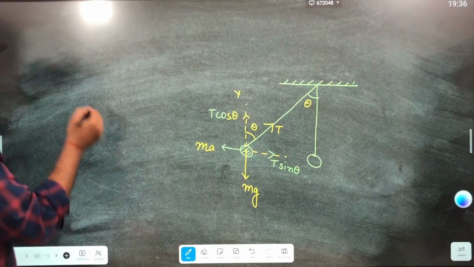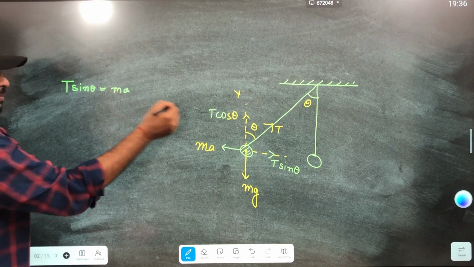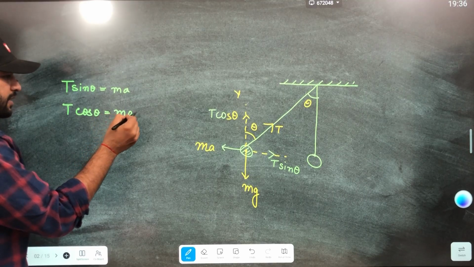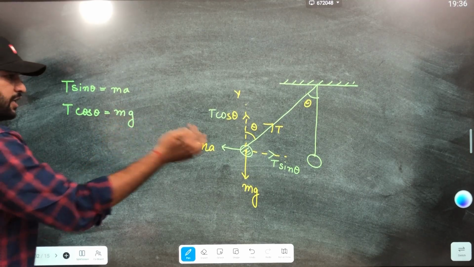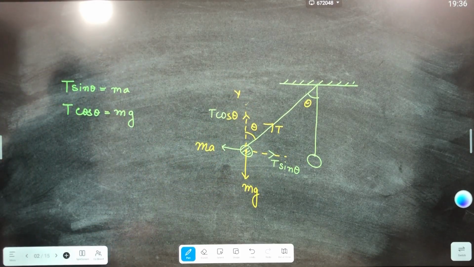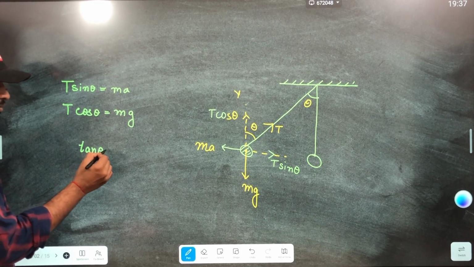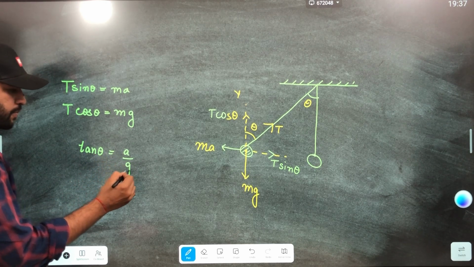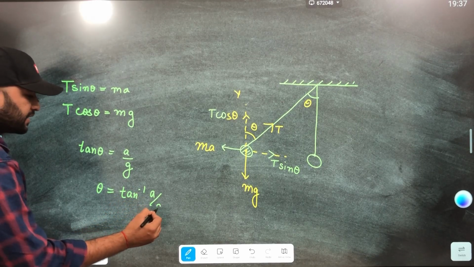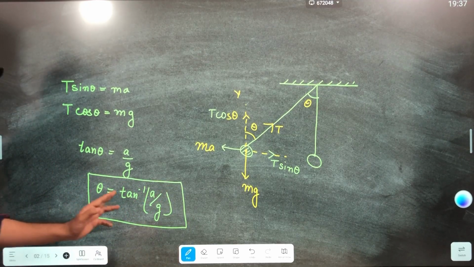Now we can equate T sin theta to how much? To ma, and T cos theta will be equated with mg. I hope this is clear. T cos theta balances the weight of the bob, and T sin theta balances ma, the pseudo force. Now if we divide the two, we get tan theta equals a by g. So theta is tan inverse a by g on the left-hand side, because the truck is moving on the right-hand side.